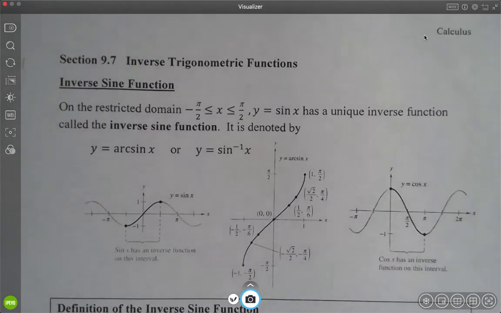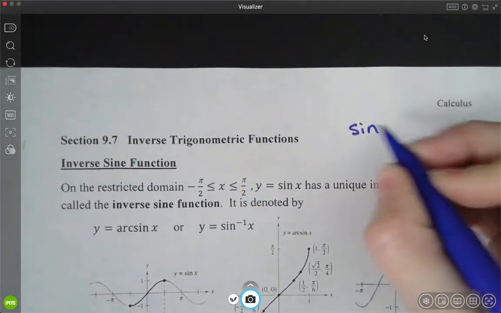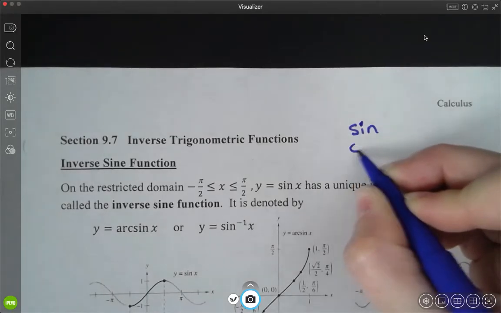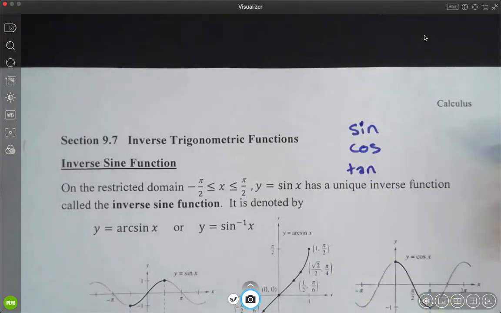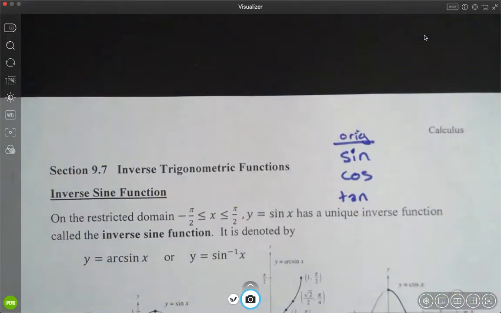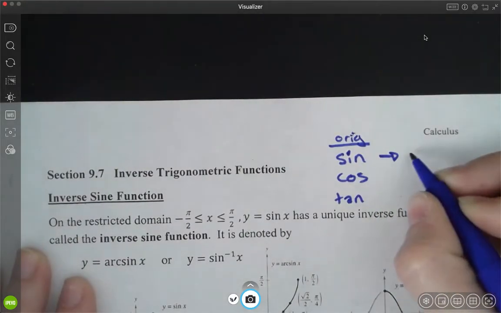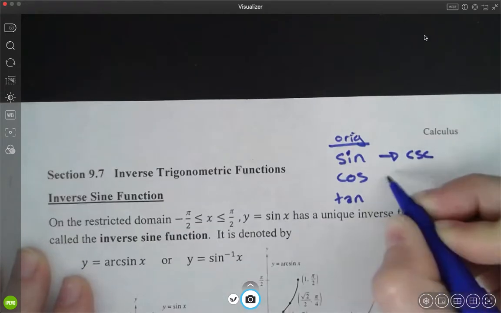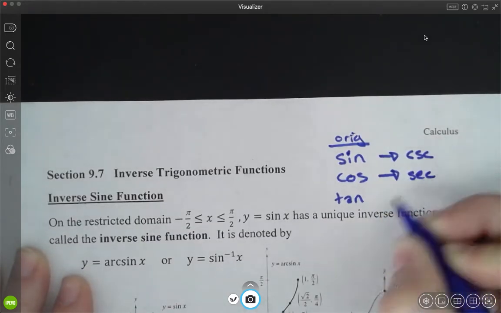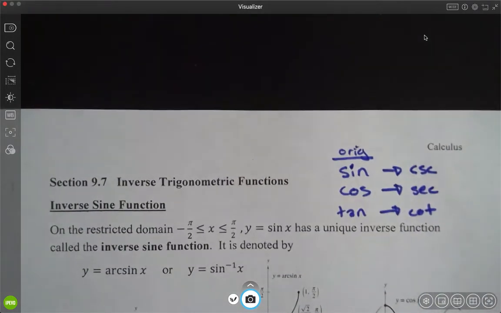So an inverse trig function, if I'm looking at like sine, well, let's make a little table here. Sine, cosine, tangent, okay? Sine, cosine, and tangent are the originals. Those guys are the original trig functions, the original main ones, okay? Then sine goes with cosecant, right? Cosine goes with secant, tangent goes with cotangent. But those are not inverses, right?